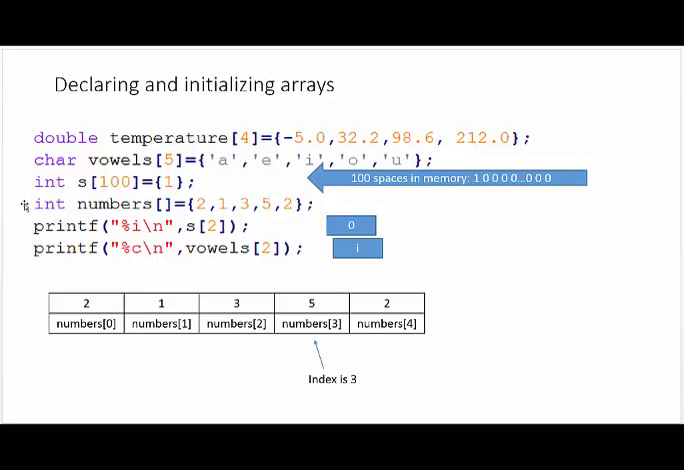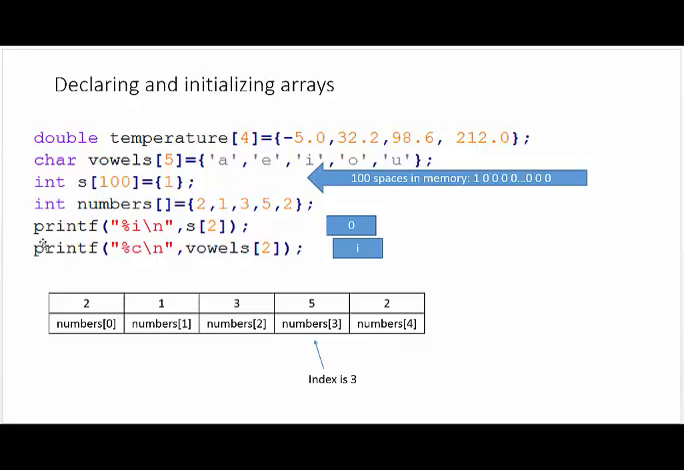I can initialize according to this next example. Int numbers, my array name is numbers. Here again are the square brackets to indicate it's an array. But I didn't say how big the array was, but the program will know how big the array is because I've initialized it with 1, 2, 3, 4, 5 elements.